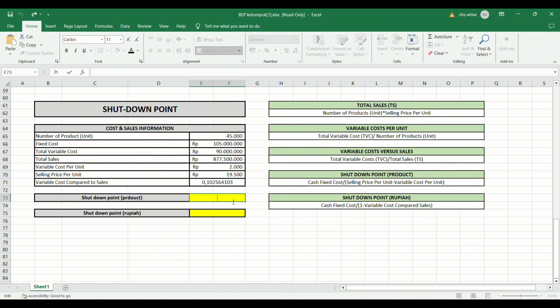Next is shutdown point product with the formula equal fixed cost divided by open bracket selling price per unit minus variable cost per unit close bracket and enter. And then shutdown point in rupiah equal fixed cost divided by open bracket 1 minus variable cost compared to sales close bracket, and enter.